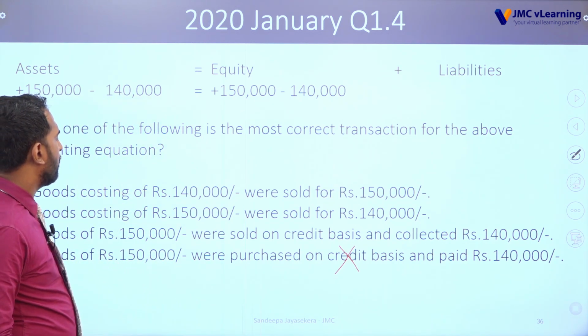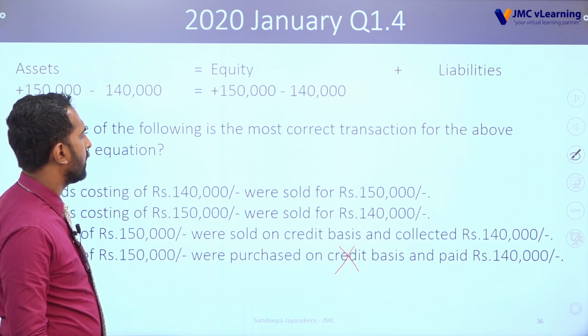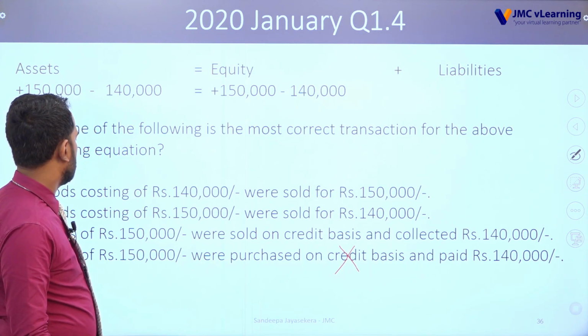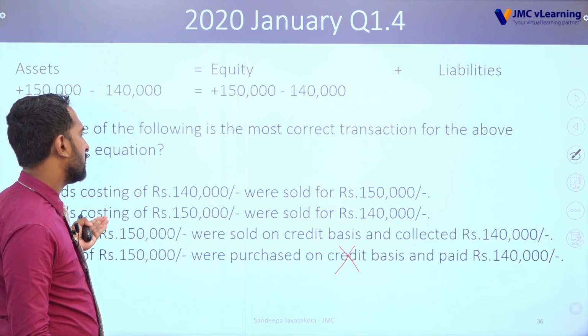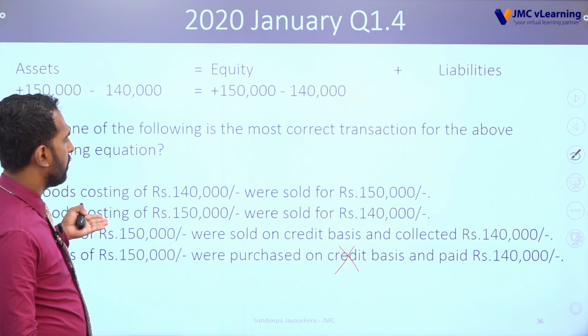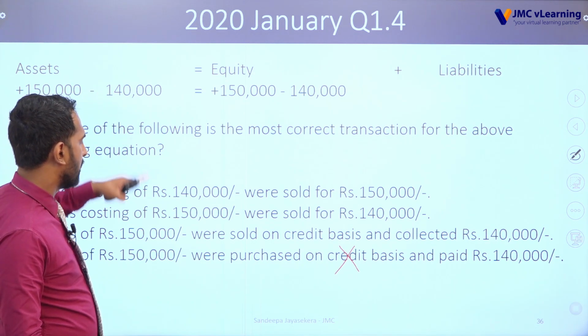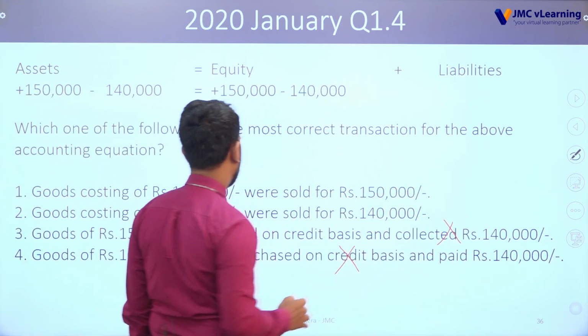Goods 150,000 was sold on credit basis and collected 140,000. So 150,000 was sold on credit, then the debtors will increase, and collected 140,000 cash. Cash is received, debtor comes down. So this information is incomplete and that is not there.